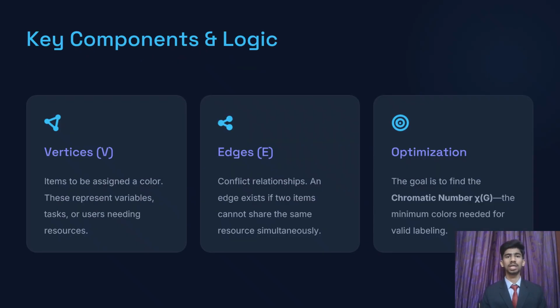Let us first understand the basic idea of graph coloring. A graph consists of vertices, which represent objects or tasks, and edges, which represent conflicts or relationships. Graph coloring means assigning colors to vertices such that no two adjacent vertices share the same color. Here, colors do not mean red or blue. Instead, they represent resources such as time slots, memory locations, or CPU registers. The main goal is to use the minimum number of colors without causing conflicts.